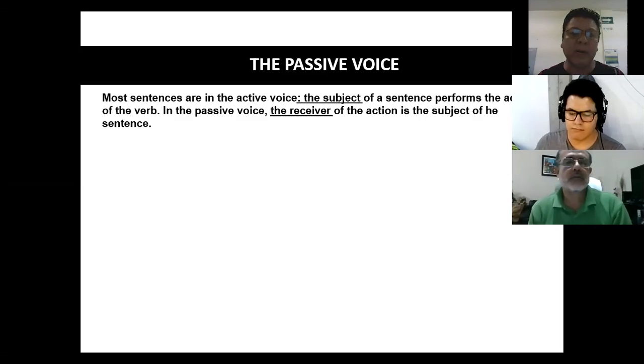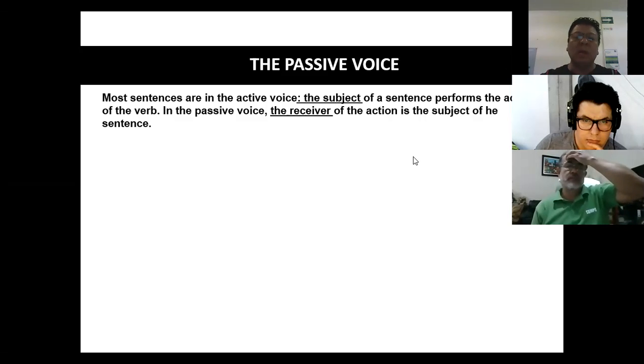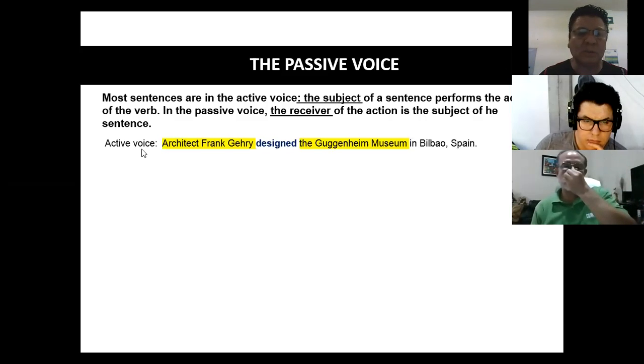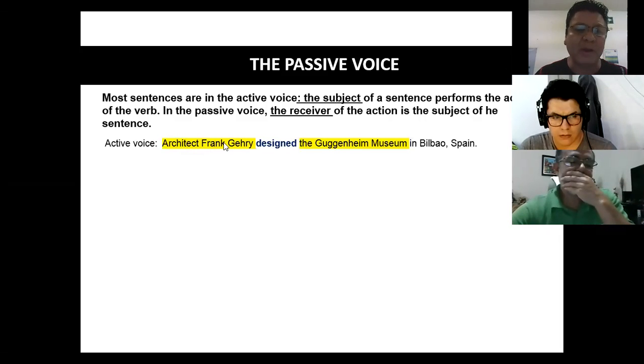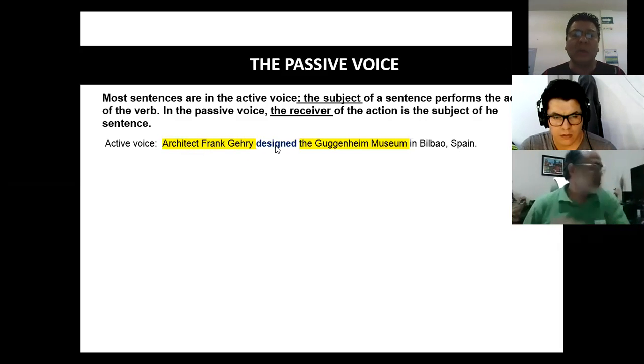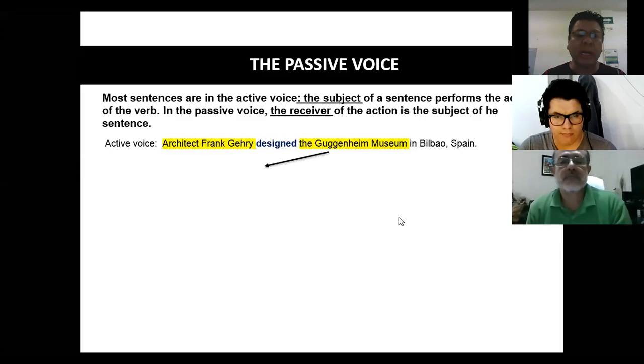Vean cómo cambia. Primero en la activa, el sujeto hace la acción, ¿verdad? Y ya cuando hizo esta acción, lo que hizo, pues esta acción pasa al inicio y se convierte en el subject, en la passive voice, the receiver. The receiver of the action is the subject. Lo que se hizo, ahora va a ser sujeto, ahorita lo vamos a ver. Ayer vimos esto, active voice, subject, Frank. Architect Frank Gehry designed, diseñó, the Guggenheim Museum in Bilbao, Spain. Esto era, pero ahora cambia.